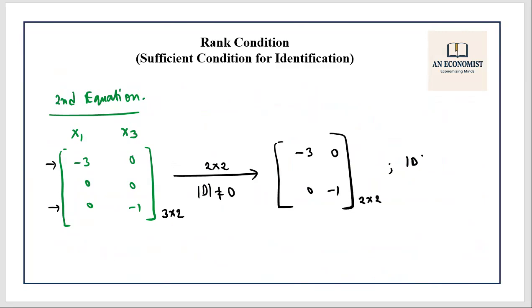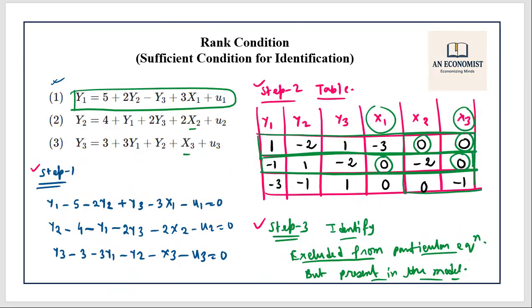This is a 2 cross 2 matrix. Find the determinant. The determinant will be minus 3 into minus 1, which is equal to 3, which is again not equal to 0, which again satisfies the full rank condition. So the rank condition again holds, right? So this also satisfies. The first equation also qualifies for estimation. The second equation also qualifies for the estimation process.